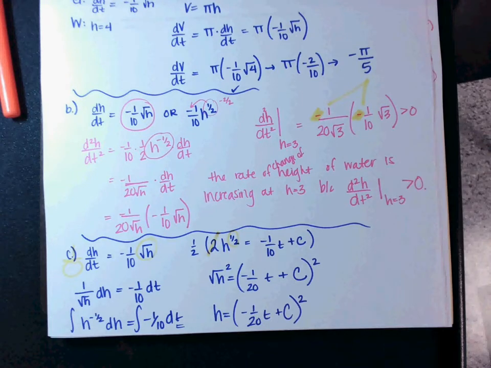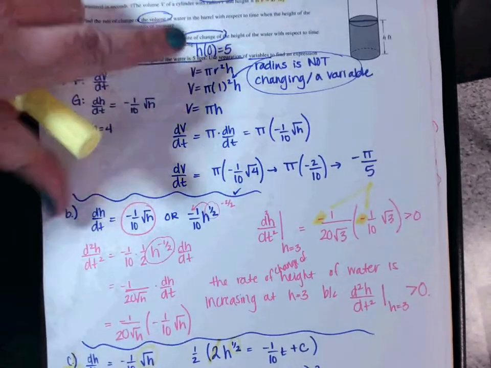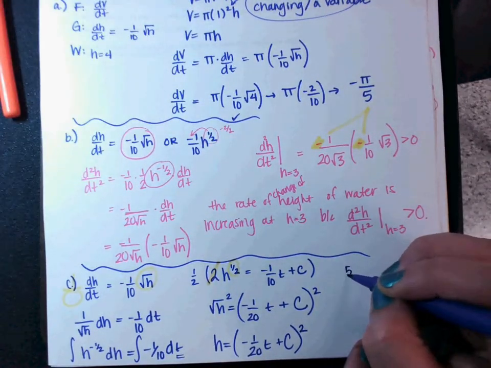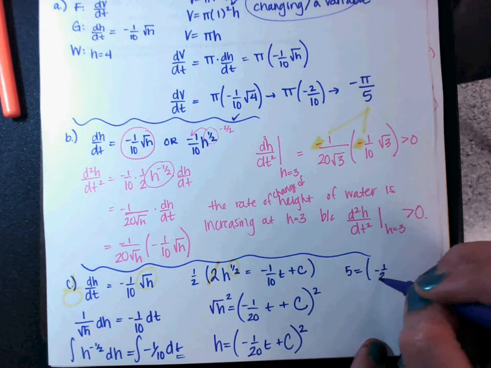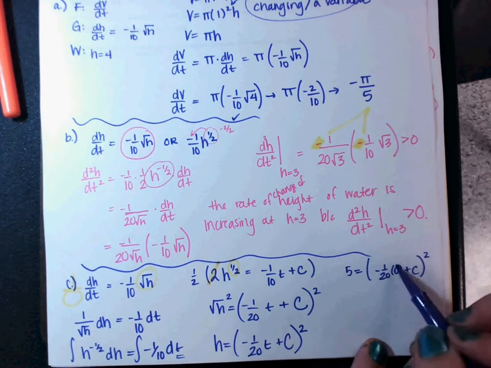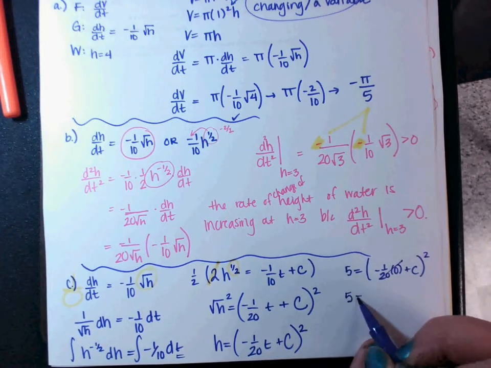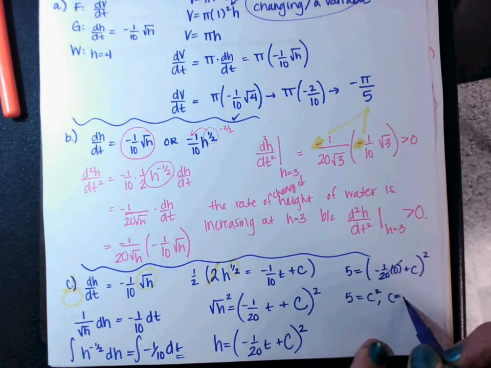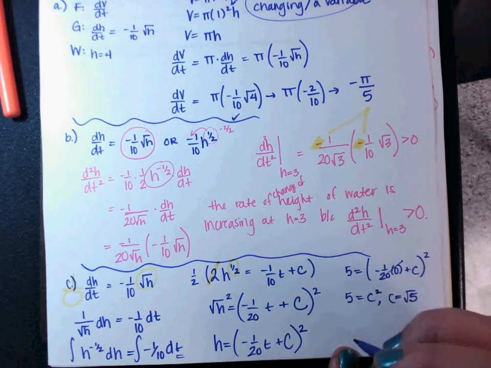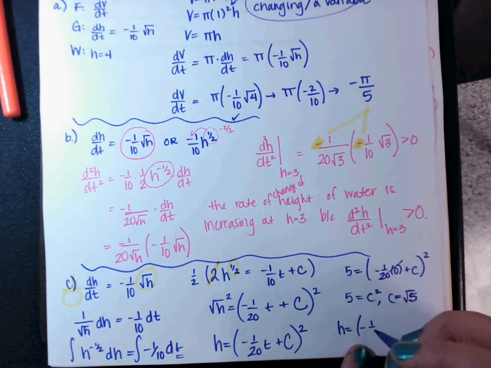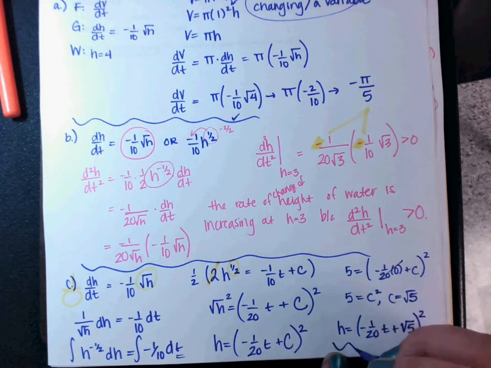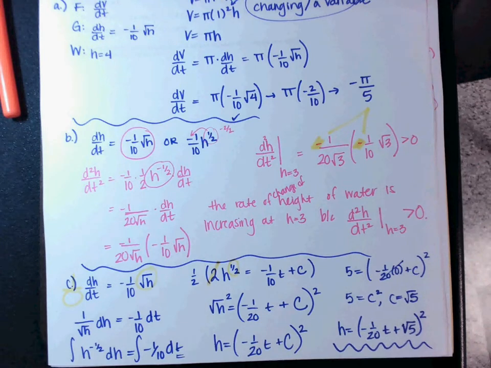Then remember that from here they already told me at the top that h of 0 is 5. And if h of 0 is 5, then that means that 5 equals negative 1 over 20 times 0 plus c, squared. Well, then think about that, this is really just 0 plus c. So if 5 equals c squared, then c equals root 5. And then from there I would say, okay, well then h equals negative 1 over 20 t plus root 5, quantity squared. And that would have been your solution. Okay, good job.